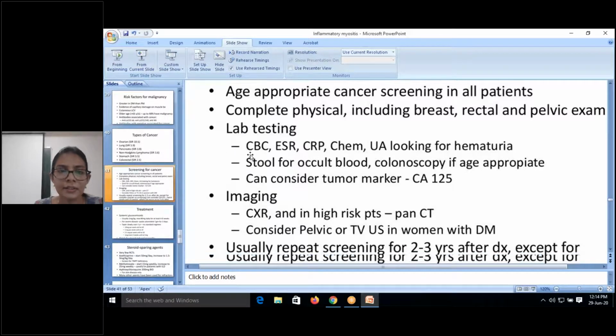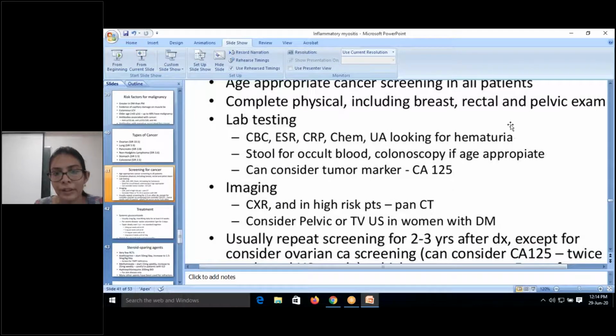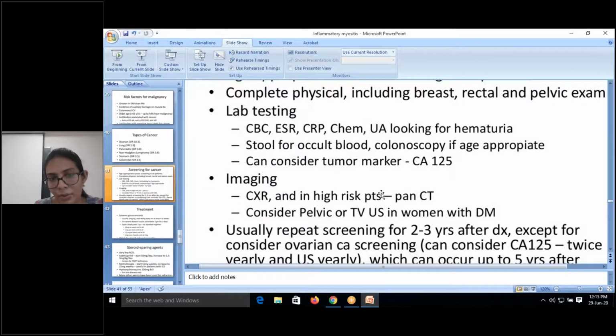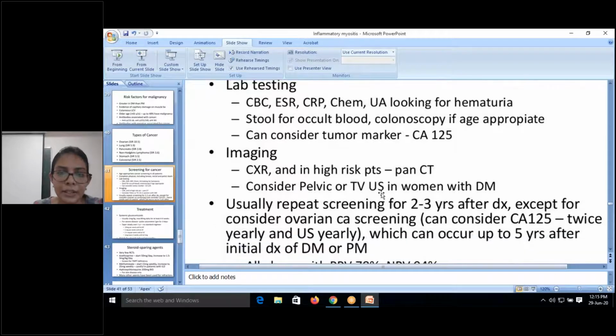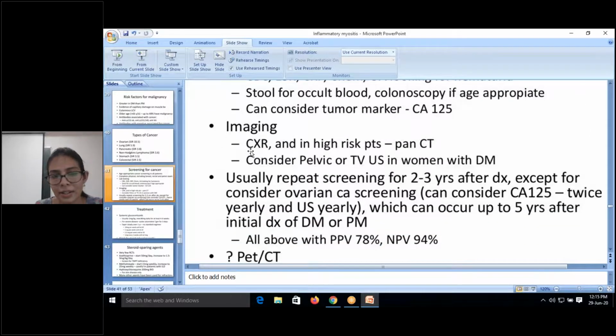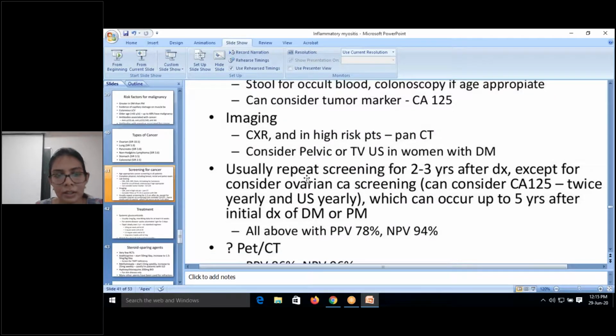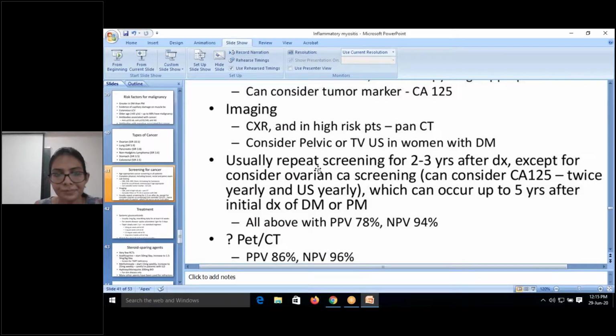Lab tests like CBP, ESR, CRP, uric acid, urine examination, etc. And stool for occult blood, a colonoscopy can be done, or tumor marker CA125 for ovarian carcinoma. In imaging, you can first do a chest X-ray, ultrasound, followed by CT scan and transvaginal ultrasound for women in case of dermatomyositis, as ovarian cancer is more common.